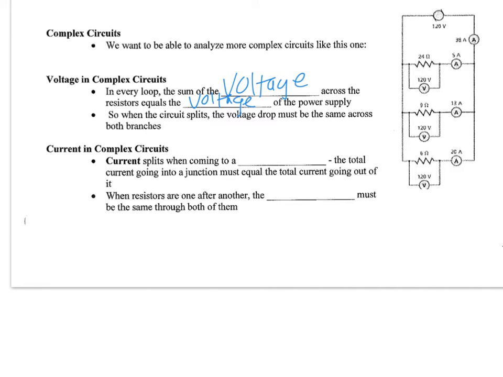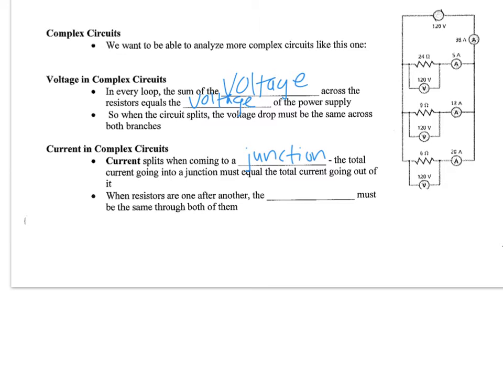Current splits when coming to a junction. So the total current going into a junction, and this is a junction. So junction, junction, junction. A junction is wherever the wires are splitting. So if your wire splits, your current splits. So a current splits when coming into a junction. The total current going in must equal the total going out.